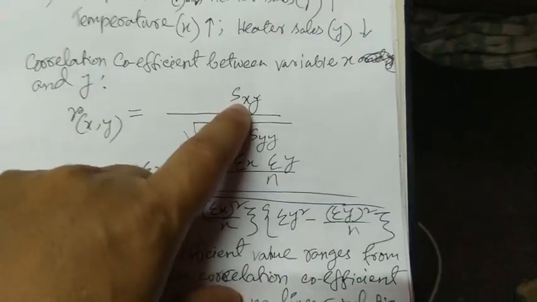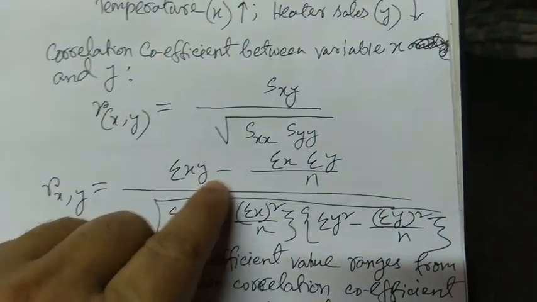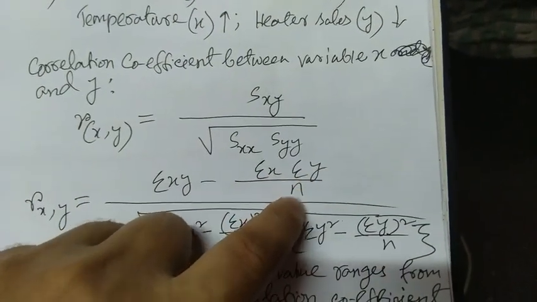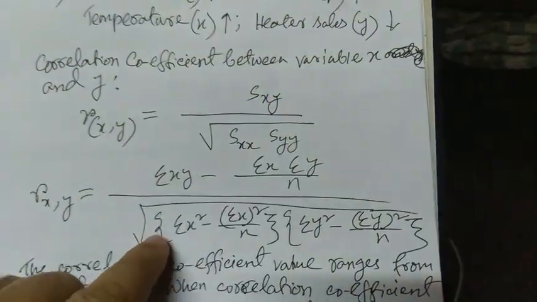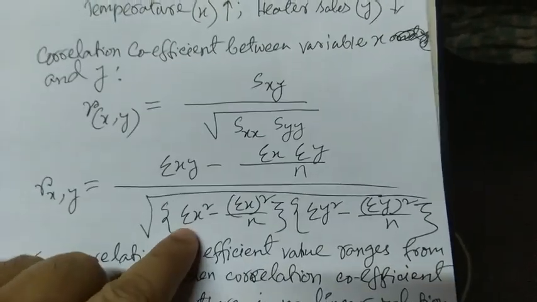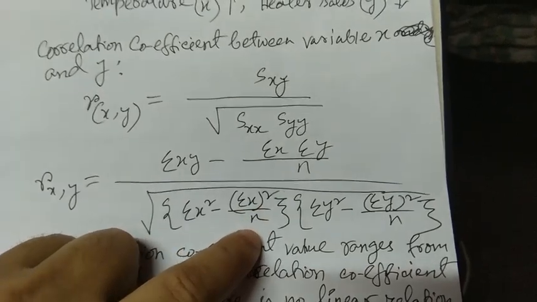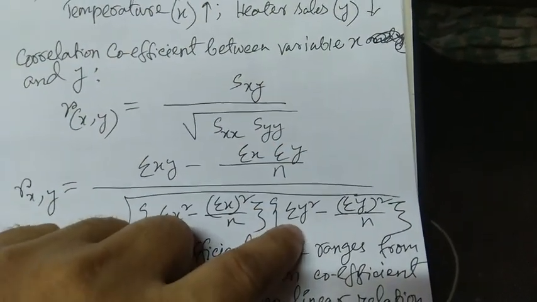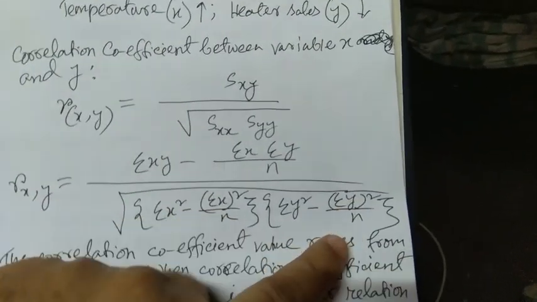Here the formula for Sxy is equal to the summation of xy minus the summation of x multiplied by the summation of y, divided by n. The formula for Sxx is equal to the summation of x squared minus the summation of x whole squared divided by n, and the formula for Syy is equal to the summation of y squared minus the summation of y whole squared divided by n.